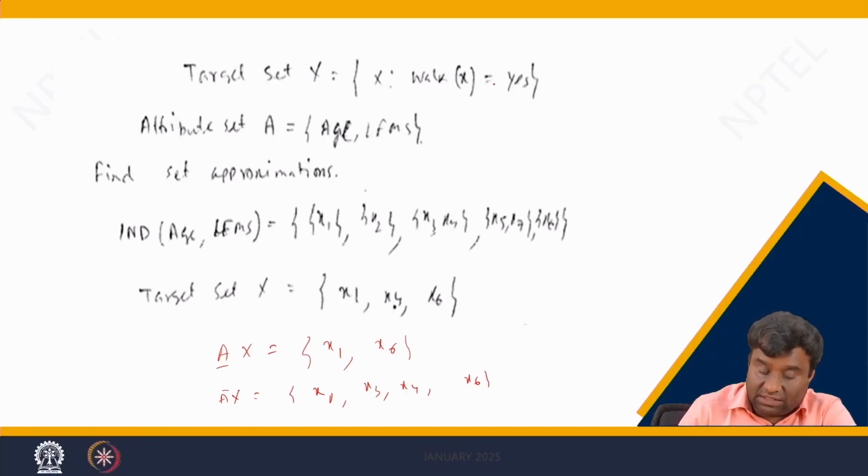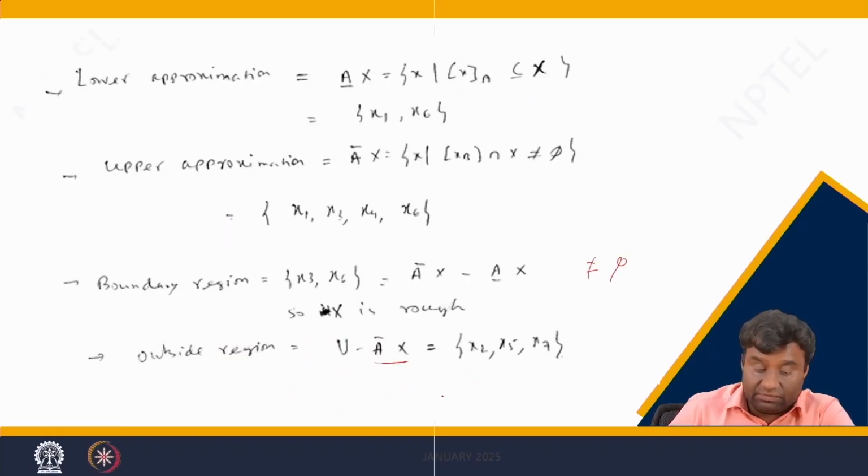So the target set is x1, x4, x6. If you write the lower approximation, completely within the target set, which is x1, x4, so x3 is not, x4 will not be there, so x6. And the upper approximation, these are the non-null intersections, so it will be x1, x3, x4 and x6.